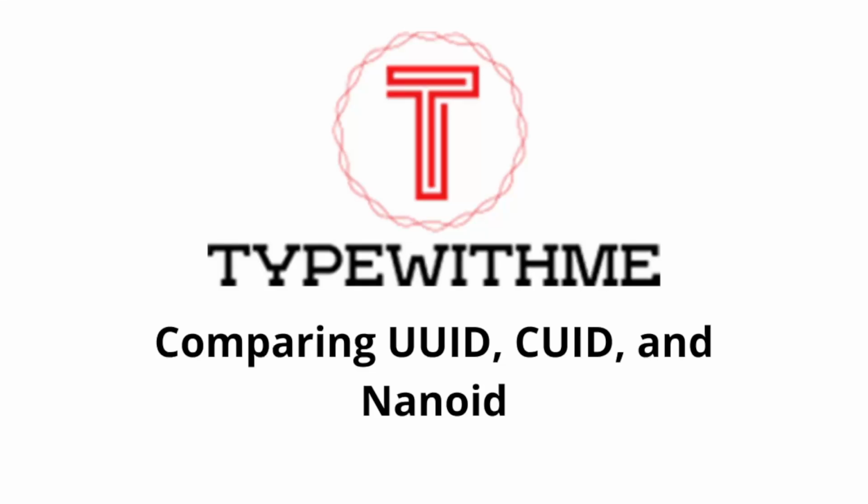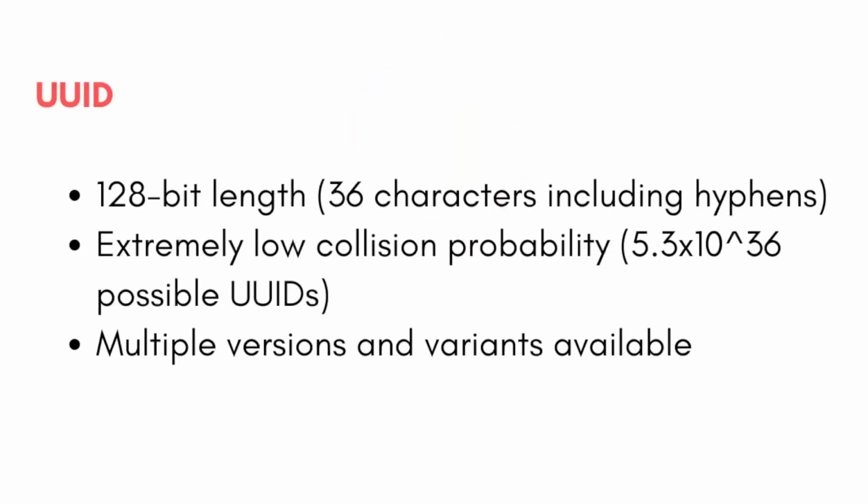In today's video I want to compare UUID, CUID and Nanoid to create unique identifiers. So the UUID has 128 bit length, 36 characters including hyphens. It's extremely low collision probability and it has multiple versions and variants available. So let's go and check this out.